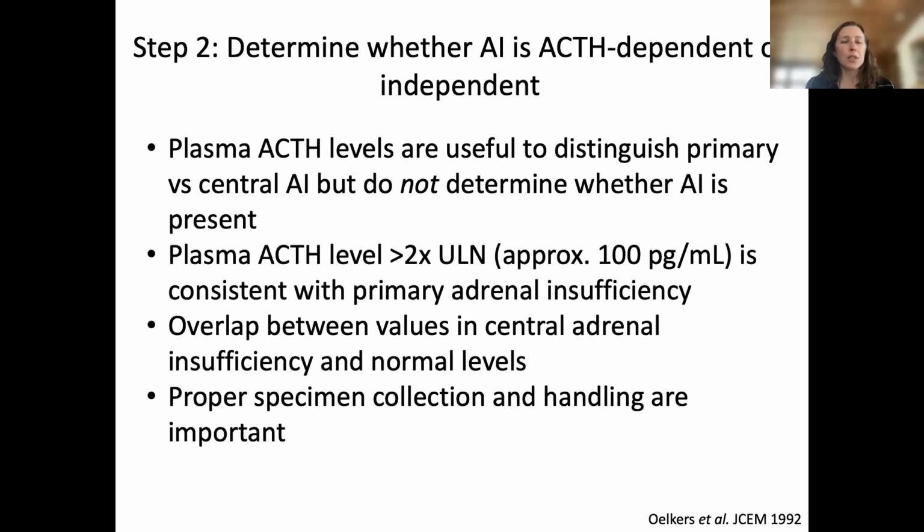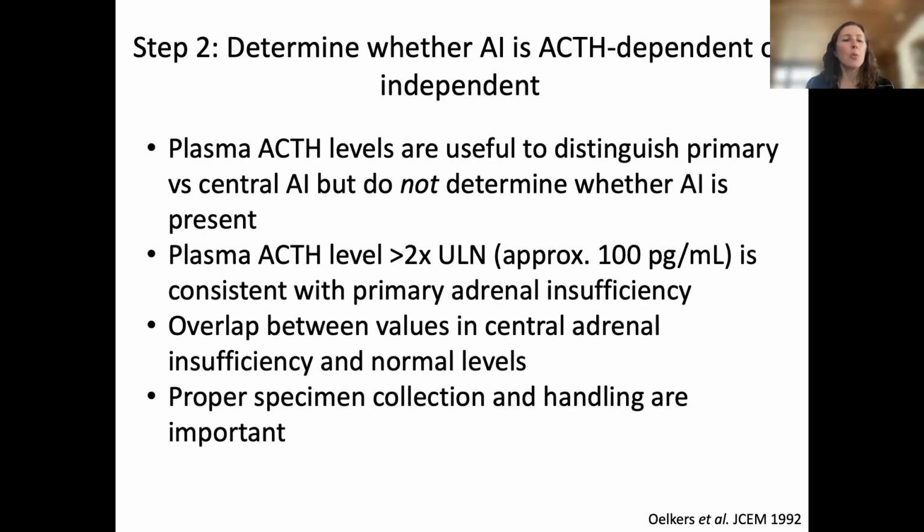Once you have made a diagnosis of adrenal insufficiency, the next step is to determine whether it's ACTH dependent or independent. Note that plasma ACTH levels are useful in distinguishing primary versus central AI, but do not determine whether the AI is present. In primary AI, plasma ACTH levels are generally greater than 2 times the upper limit of normal. In contrast, in central AI, plasma ACTH levels may be low or they may be inappropriately normal given the low cortisol levels. And thus there's significant overlap between ACTH levels in central AI and normal controls.